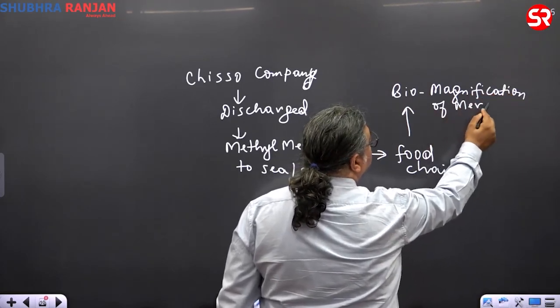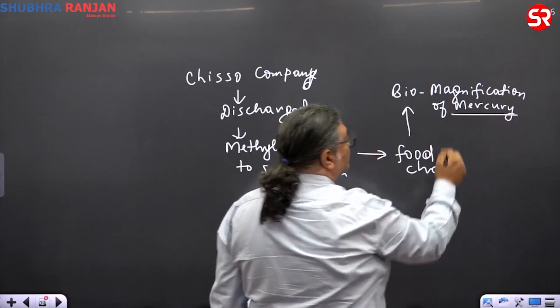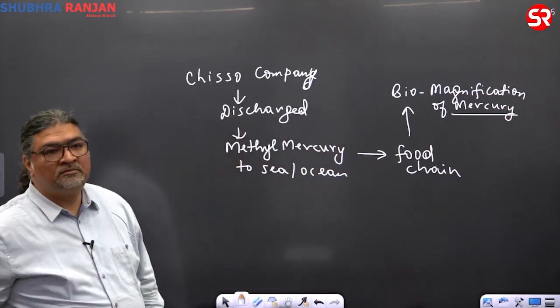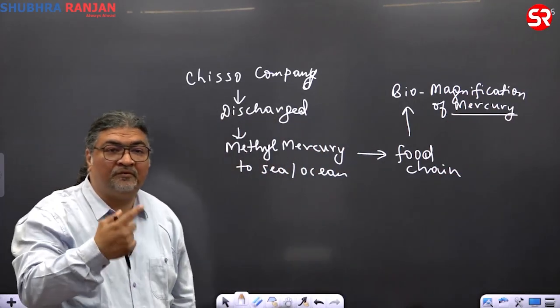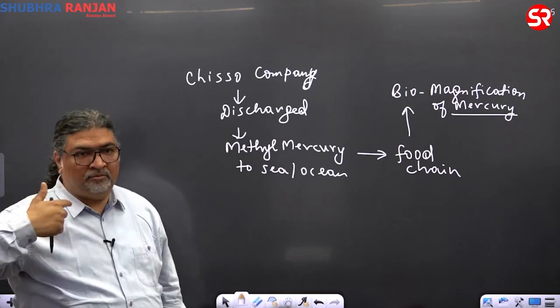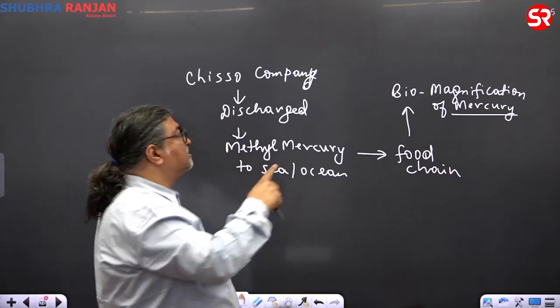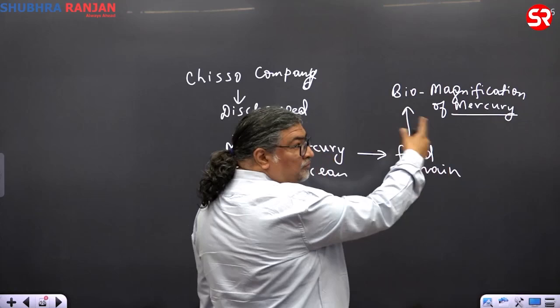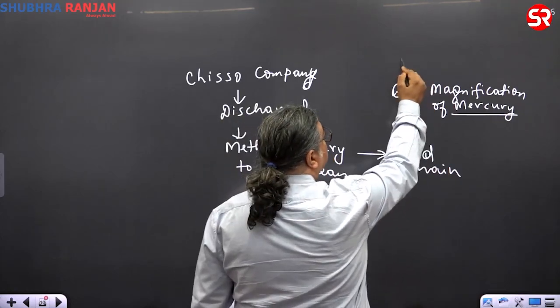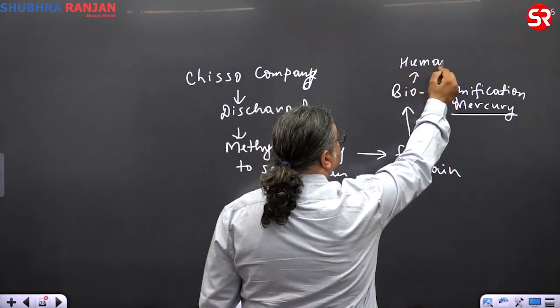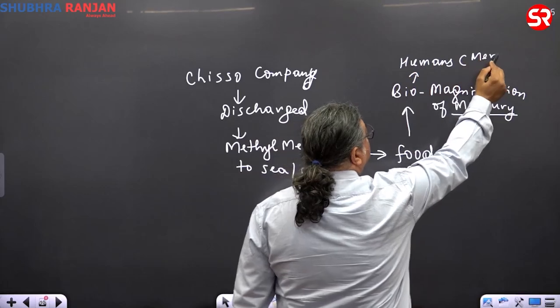Mercury. And mercury is a heavy metal, a toxic metal. Mercury affects the brain and muscle. So this biomass of mercury in the food chain reaches the human. Something called mercury poisoning.